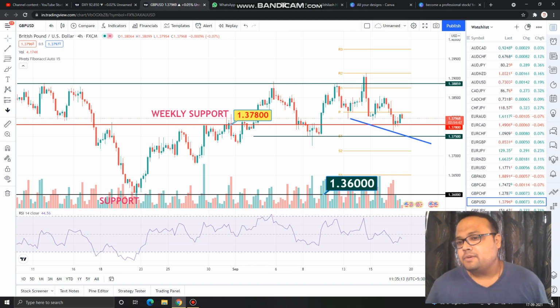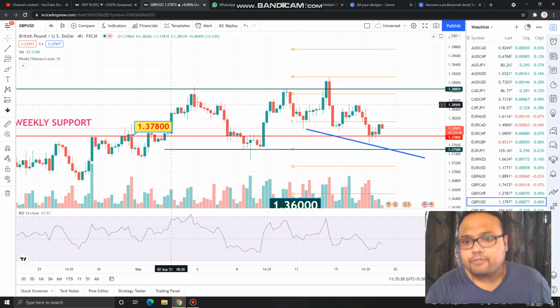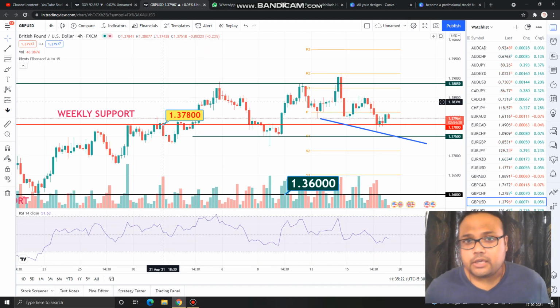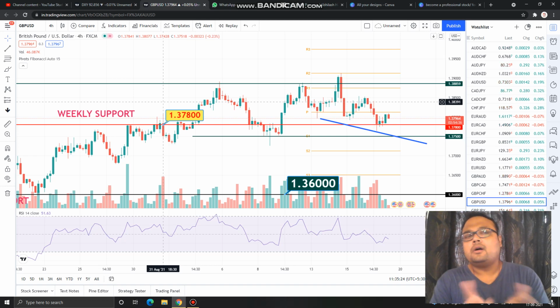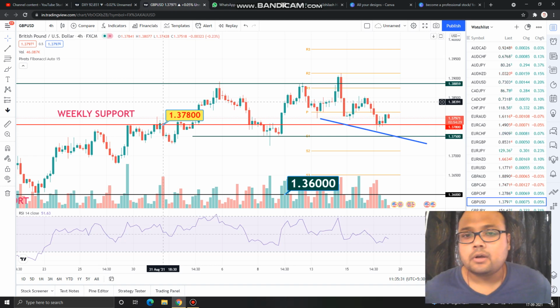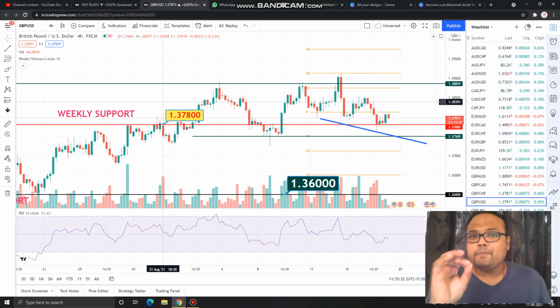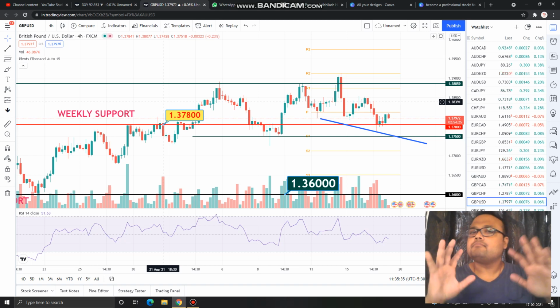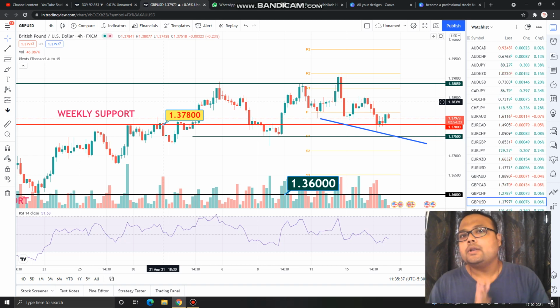So this is the chart of GBP USD in front of us right now. What should be our strategy for Friday? Things have not changed much for GBP USD, unlike the gold or the Euro USD, because when the dollar became very strong, Euro USD and Gold USD saw heavy sell-off, but GBP USD is still trying to hold its position.